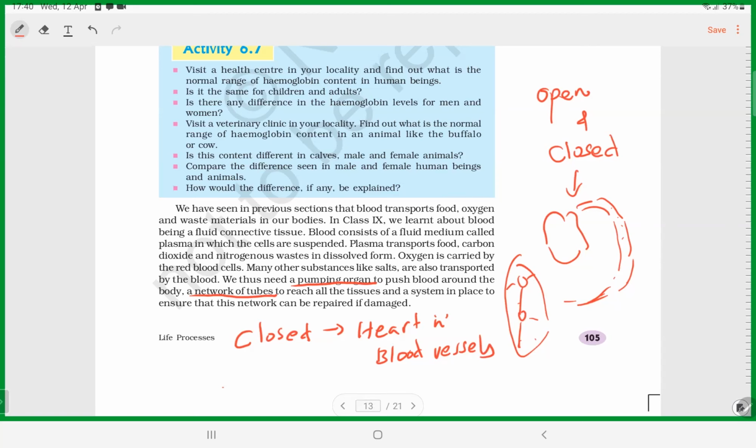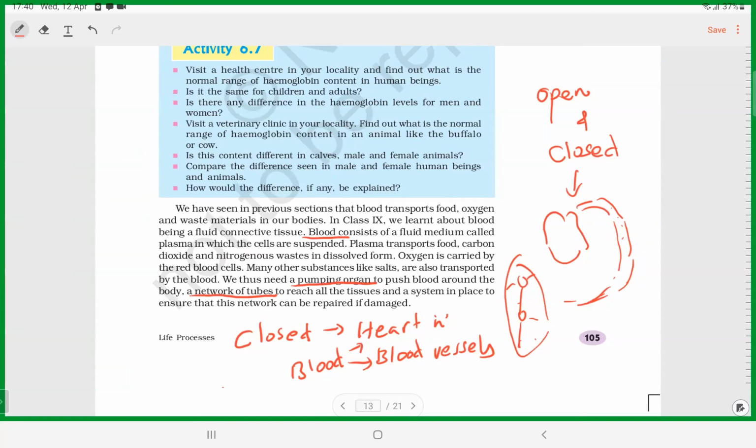Of course, what is pumped? Blood. Blood is pumped. So another main important component is blood. Blood is pumped through the heart and other blood vessels. Okay, those are the components of the closed circulatory system. Now, let us discuss each and every one of these components.